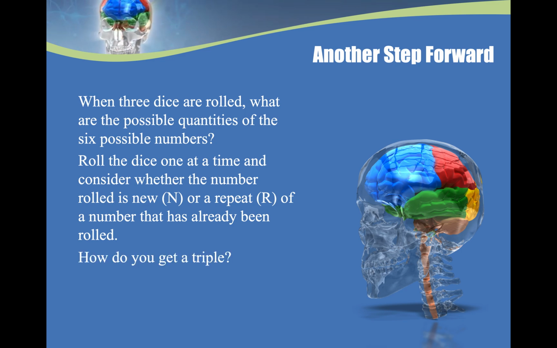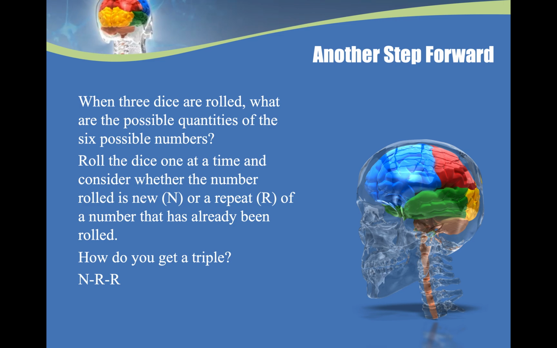How do we get a triple? What is the NR scheme for a triple when we roll dice one at a time? Well, the first one has to be new. You can't roll the first die and get a number that's already been rolled. Next 2 have to be repeats. A 3, then you have to get a 3, then you have to get a 3.